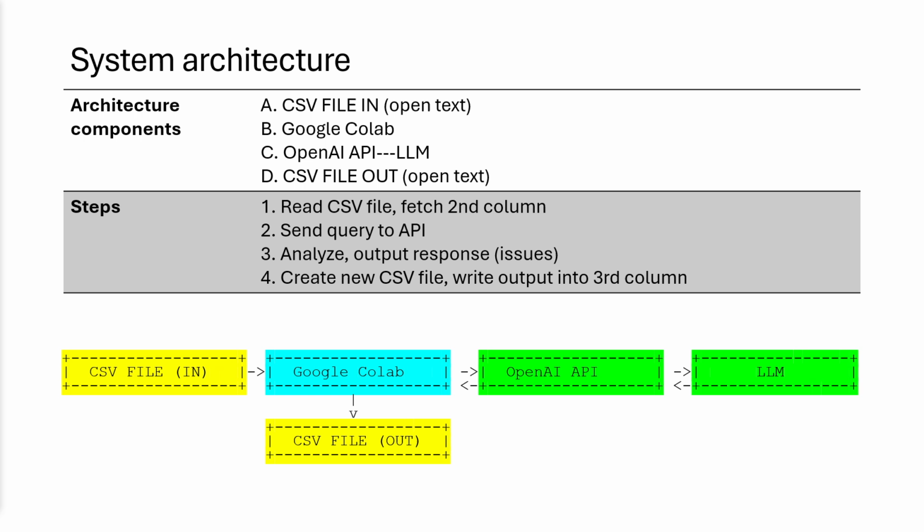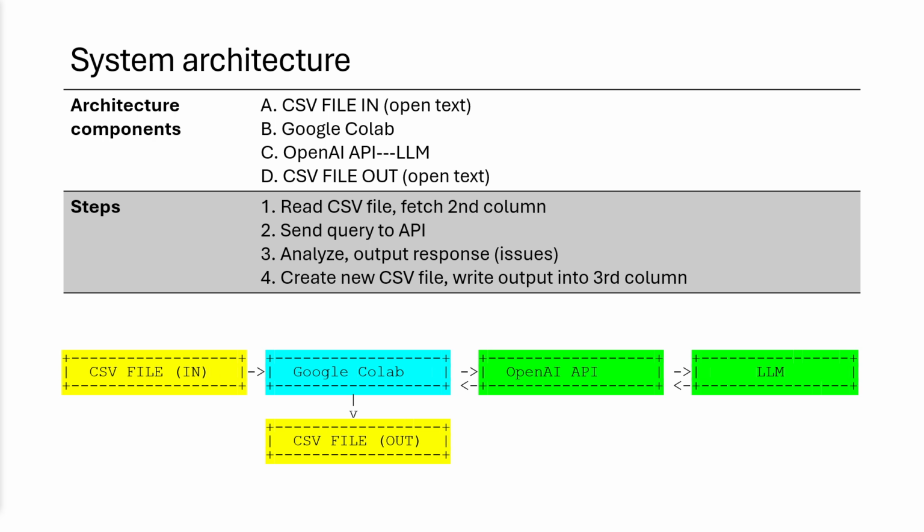So let's break down the architecture of the system. And we have here architecture components. The process starts with a CSV file containing open text responses from employees. This is input. Each employee is represented in a separate row in this CSV file.